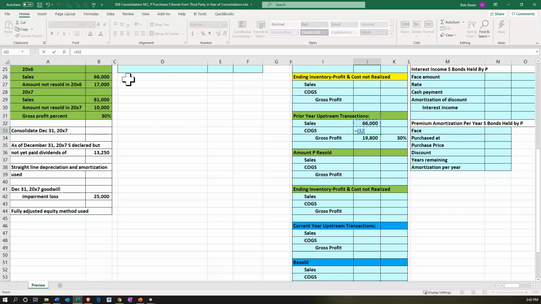So I'm just going to say the 66,000 minus the 19.8. There it is, the 42.2. Then they tell us that the amount not resold is 17. So I could then jump down to the bottom and say, okay, then this is the amount that was in ending inventory still at the end of last year, or in beginning inventory for the current year.